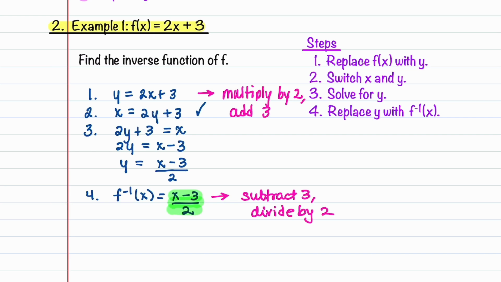Now let's compare these two. Our inverse function just undoes what our original function does. So instead of adding 3, we subtract 3, and then instead of multiplying by 2, we divide by 2. So it undoes the action of the function in reverse order. Now let's look at our next example.